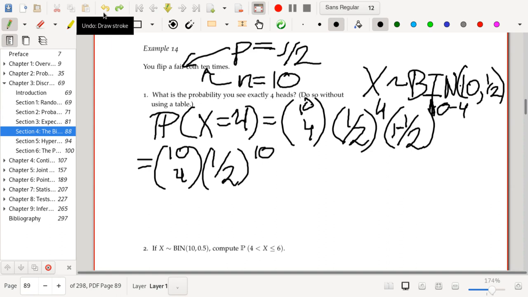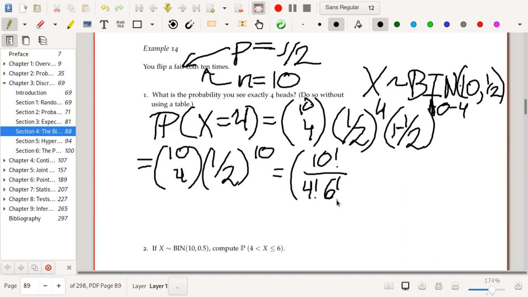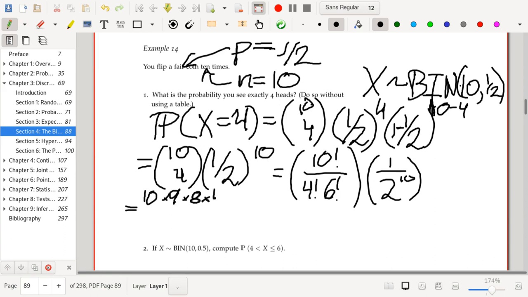All right, so actually we're going to compute this thing by hand. So we're going to say that 10 choose 4 is 10 factorial divided by 4 factorial times 6 factorial. And we have 1 over 2 to the power 10. That's 1/2 raised to the power 10, which is equal to 10 factorial divided by 4 factorial times 6 factorial. We've got 10 times 9 times 8 times 7 over 4 times 3 times 2 times 1. And then this is all multiplied by 1/2 to the power 10.